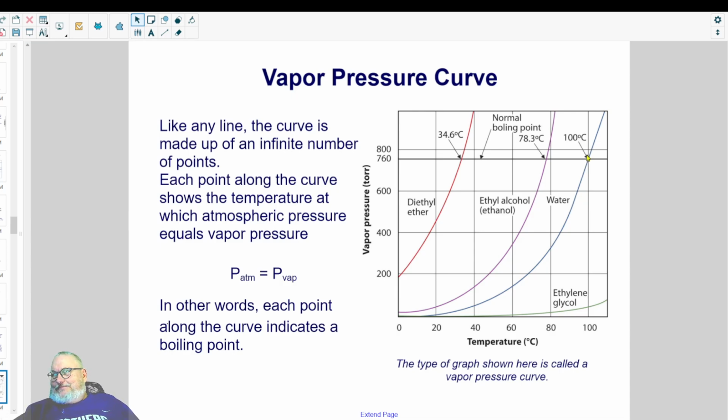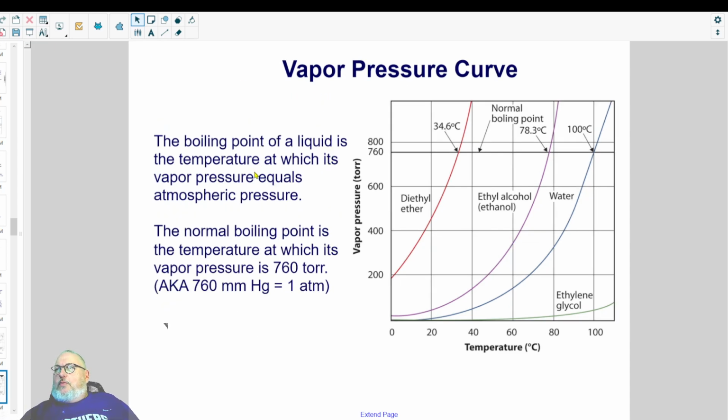Why? Because its vapor pressure is much lower. So here the vapor pressure is much higher with the diethyl ether. Ethanol 78.3. So the boiling point of a liquid is when the temperature of the vapor pressure equals atmospheric pressure. So the normal boiling point is the temperature at which vapor pressure is 760, because that's our normal pressure, standard pressure.